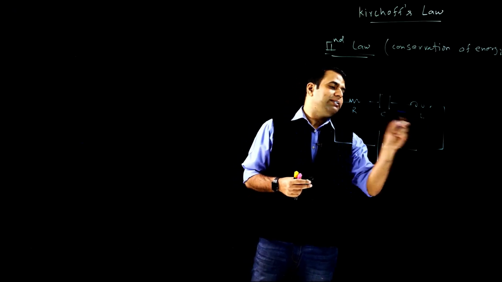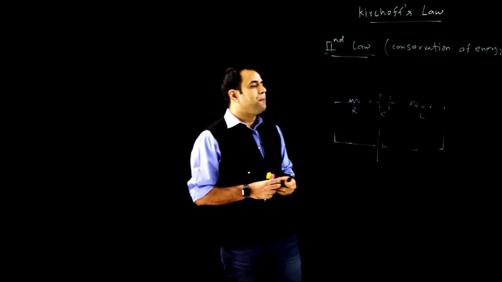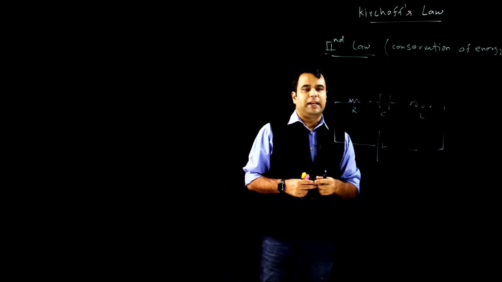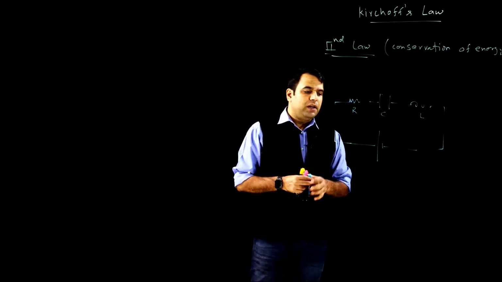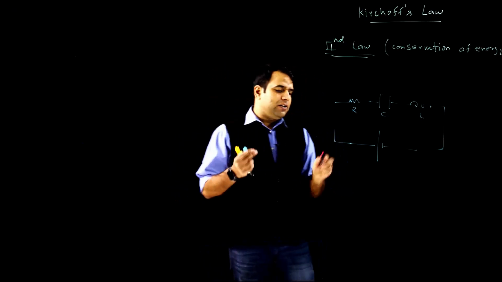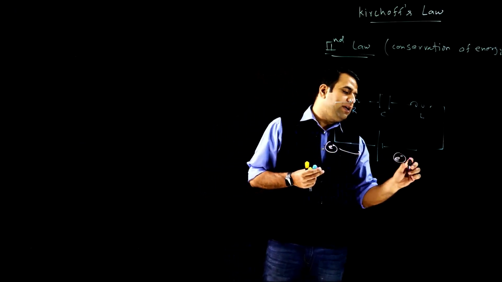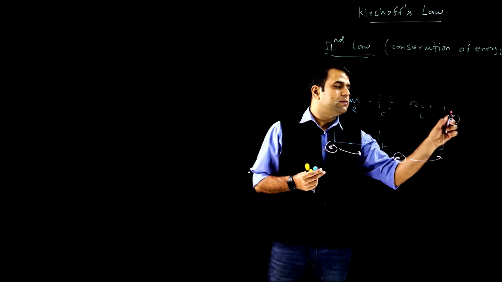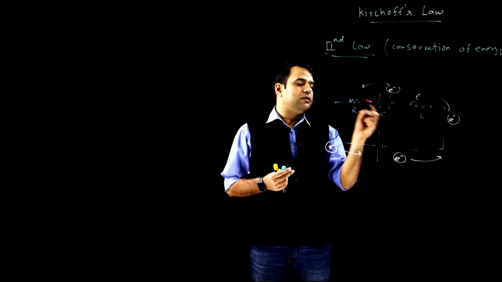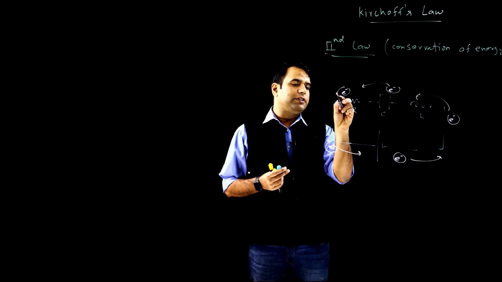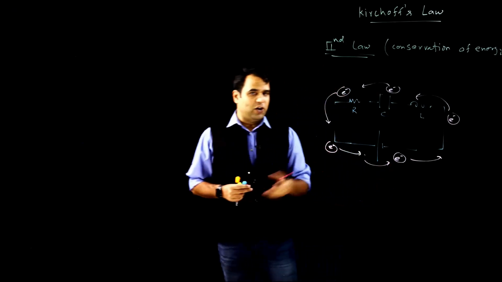Now, more about this C and L we'll learn in later lectures. Right now, I'm just representing these so that we have an idea about the second law. So what happens in this circuit? The electrons in the circuit keep moving. They keep crossing the inductors, the capacitors, the resistances, and the battery.